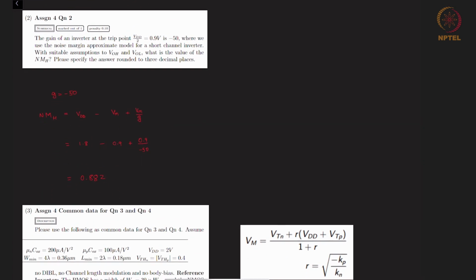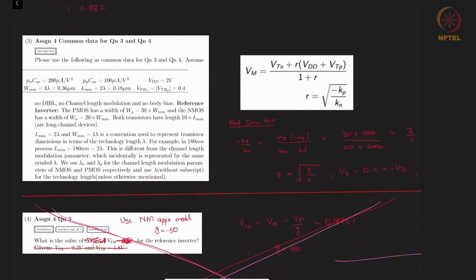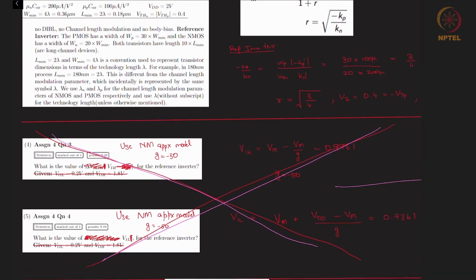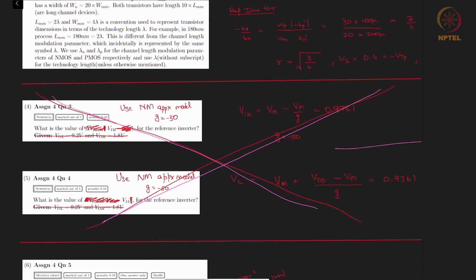In question 2, the gain of the inverter at the trip point is given, and we are asked to use a suitable noise margin approximate model and find the value of the noise margin high. The formula for that is given, and I've given the working here. Questions 3 and 4 are eliminated. We've asked NPTEL to make them 0 weightage.